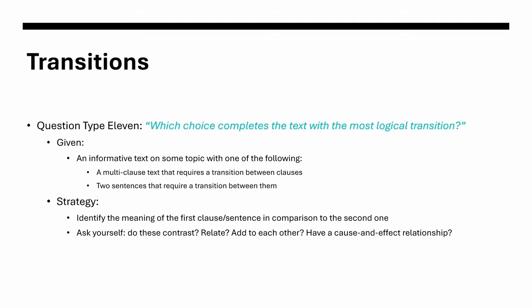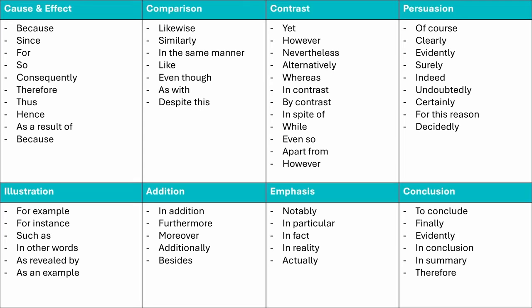We have a list of transitions for you to use. These are common transitions on the SAT. Again, these are 8 different categorizations that we can put transitions into. We have cause and effect, comparison, contrast, persuasion, illustration, addition, emphasis, and conclusion. All of these transitions could appear on the SAT, and you just basically need to figure out which one is the best one to use in the blank, right? I'm going to do a practice question to explain what I mean a little bit more.